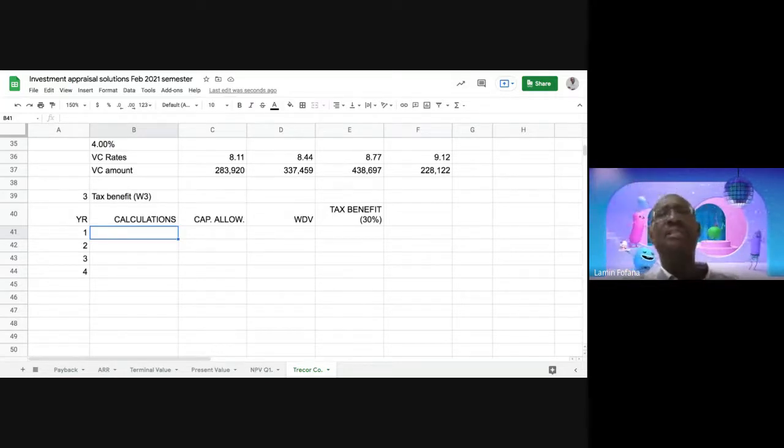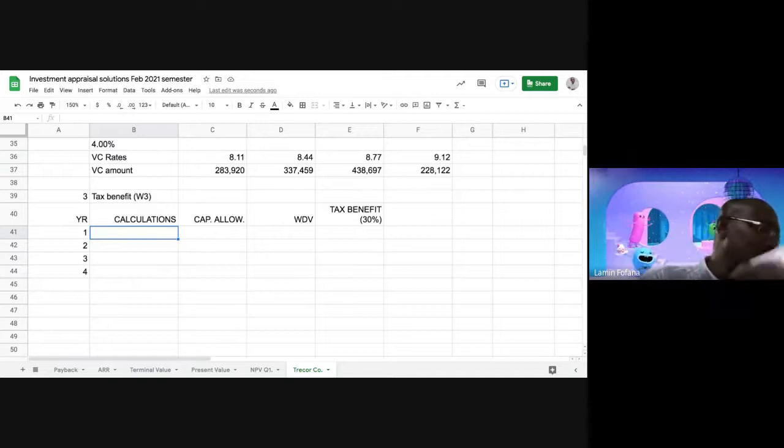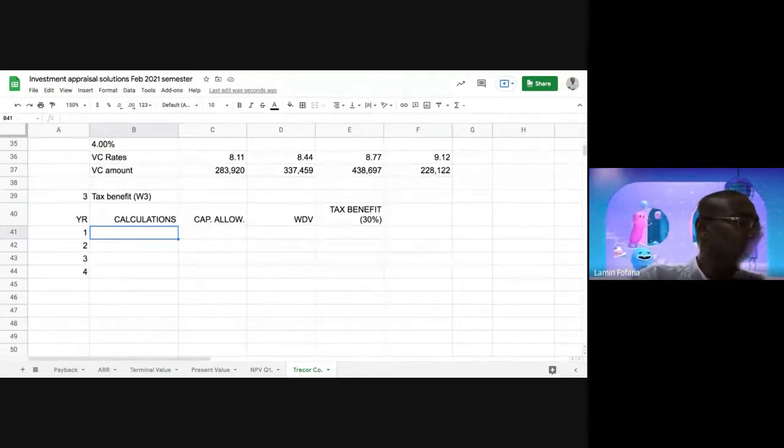Capital allowances. Capital allowances are calculated on what? On assets, just like depreciation is calculated on assets. And there's only one asset that is given here. What is the asset? That is the machinery. And what's the cost of the machinery? The cost of the machinery is $250,000, and its useful life is 4 years, and the scrap value is 5%.